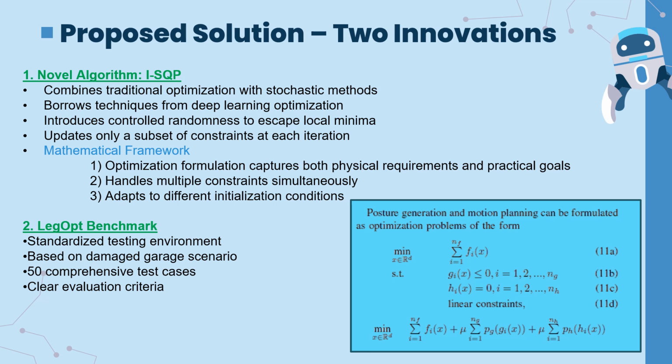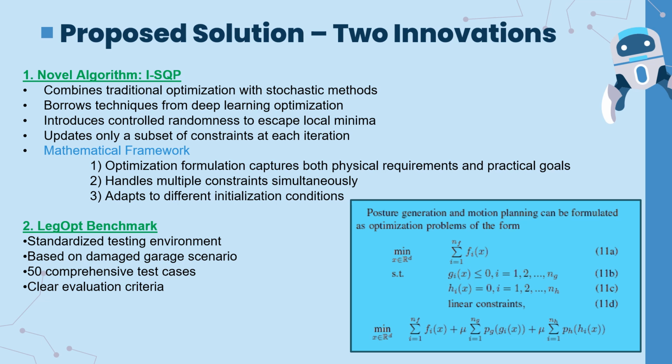To talk more about the math, which you can see on the right, the optimization formula captures both physical requirements and practical goals. And we are handling multiple constraints simultaneously and using sequential techniques. So why is this advantageous, if you may ask? Because particularly in challenging scenarios, let's say when a robot starts in a difficult position, like having its feet in collision with the ground, the ISQP method shows remarkably better performance than traditional approaches.